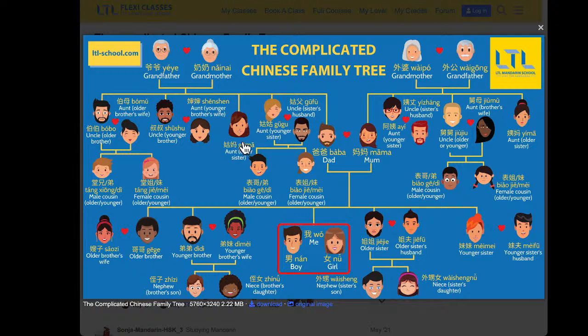You have here, which we went over, on your father's side, the sisters are called gugu, guma, and then her husband is gufu, and then their children are biao ge, biao di, biao jie, biao mei. Biao is also used on the maternal side for your cousins on that side, and tang is only used for your father's brother's children.